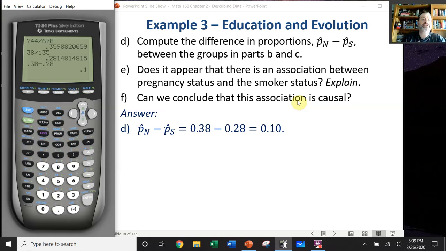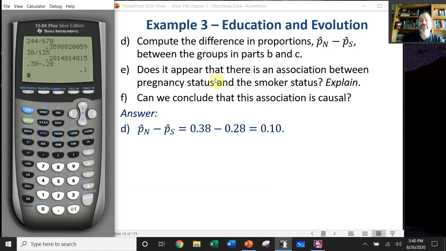Because what we do when we subtract proportions is we look at the difference in terms of percentage points. So here, this is no longer a percentage. When you take 38% minus 28%, you don't get 10%. You get 10 percentage points, okay? Because these samples have different sizes, so it's no longer a percent. So we use percentage points. And in fact, that gives us our answer to part E.